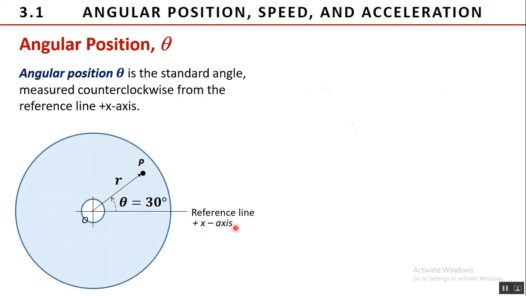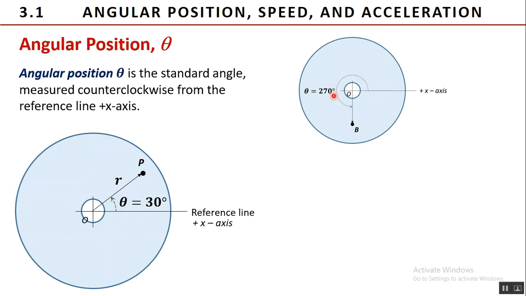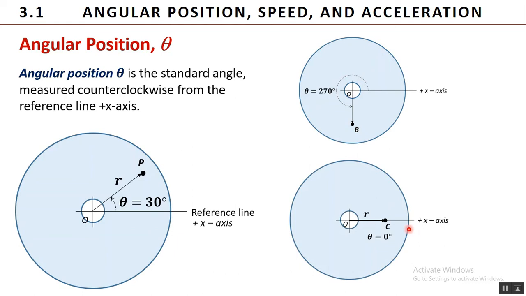In this figure, the angular position of particle B on the disk is 270 degrees. Take note that the angular position is always measured counterclockwise from the positive x-axis. When the particle C is at the reference line, then the angular position theta is 0 degrees.